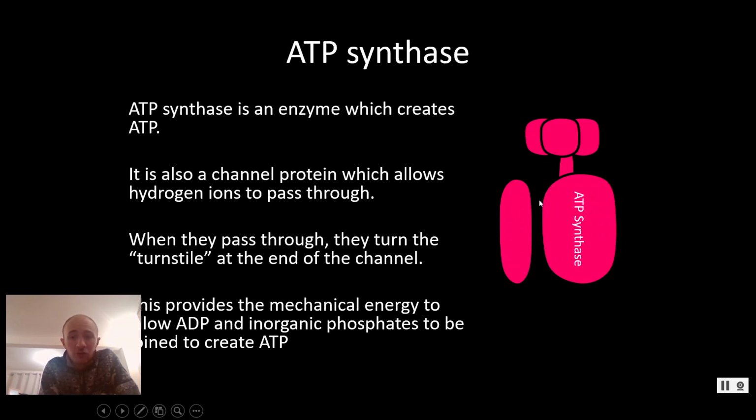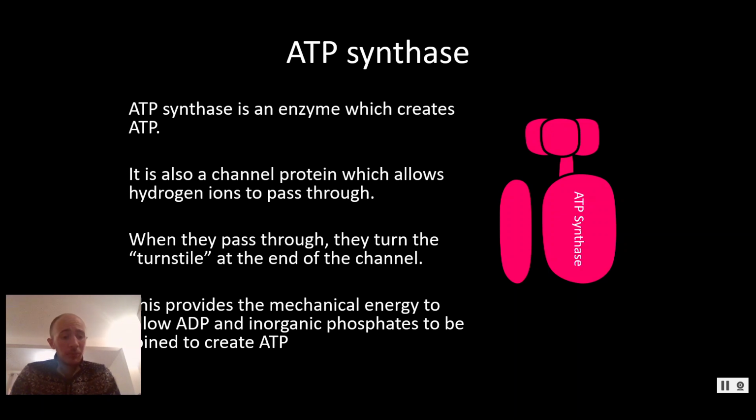Now, every time the hydrogen ion goes through, it's going to physically turn this little turnstile bit at the top. When that happens, it's going to slam ADP into inorganic phosphate and create ATP. So the whole point is to make ATP.